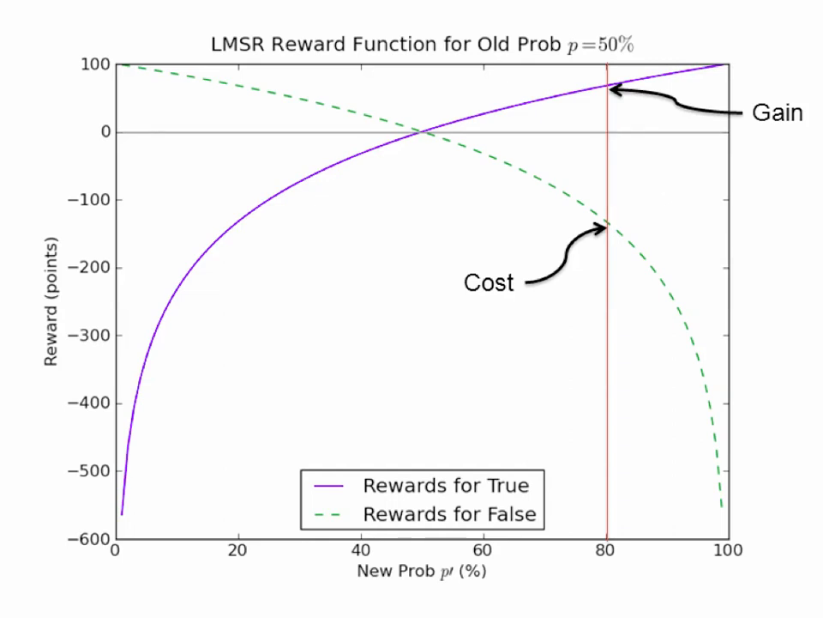So we see that that increases, but we can compare that with the cost. That's the rewards if the question resolves as false. In this case, the value is negative. But we see that this value decreases a lot quicker than the blue line increases.